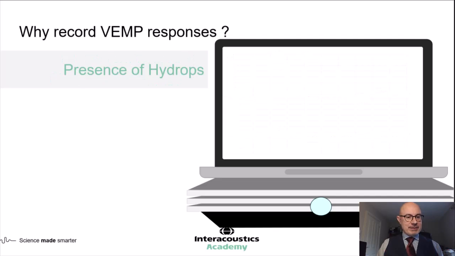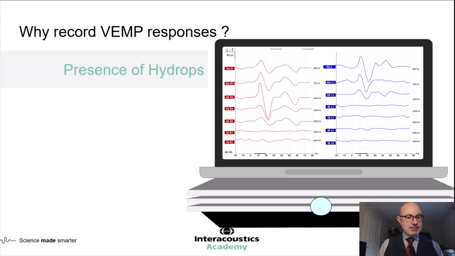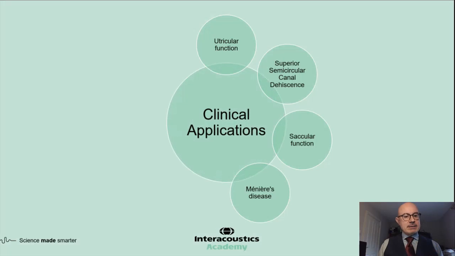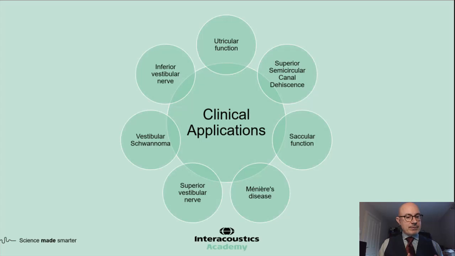Again, touching on it very briefly today, but maybe reserved for a deeper dive, we can look at the presence of hydrops, so endolymphatic changes in that peripheral end organ that may show up in some tuning of the response, moving it from where we would expect it physiologically to a different place in terms of the stimulus frequency. So just to complete, looking at clinical applications, we've talked about utricular function, saccular function, semicircular canal dehiscence and Meniere's disease. But obviously amongst all of these, we're looking at otolith function, so anything that can disrupt or change otolith function. That could be things like the inferior vestibular nerve or superior vestibular nerve, or even conditions such as vestibular schwannomas, where we've got something that's space occupying and affecting the nerve function and affecting VEMP.